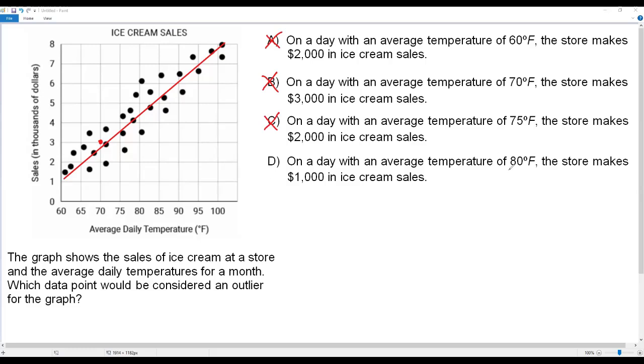So in option D we have 80 and 1000, that is 1. We have to take 80 on the horizontal axis, 1 on the vertical axis. So 80, 1 is over here. So this is the point, comparing the 3 points in options A, B and C. The point we have in option D is farthest from the line of best fit and also from the rest of the data points. So 80, 1 can be considered as the outlier. So the point we have in option D is the outlier. So the correct answer choice for this question is option D.